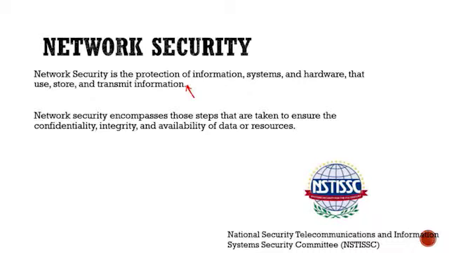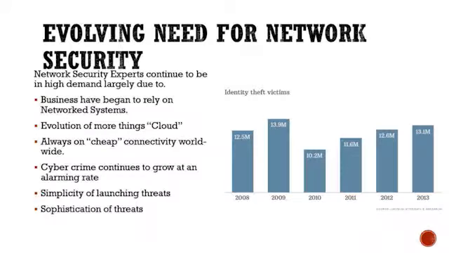And network security encompasses those steps that are taken to ensure the confidentiality, integrity, and availability of those data or resources, right? And so the National Security Telecommunications and Information Systems Security Committee, the NSTISSC, was founded as an open forum to discuss these matters of intelligence. And this is one of the directives that was put forth by George Bush. And this is one of the reasons why network security has been on the rise, okay? So we're going to learn more about them, what they do, as well as several other organizations as we go forward.